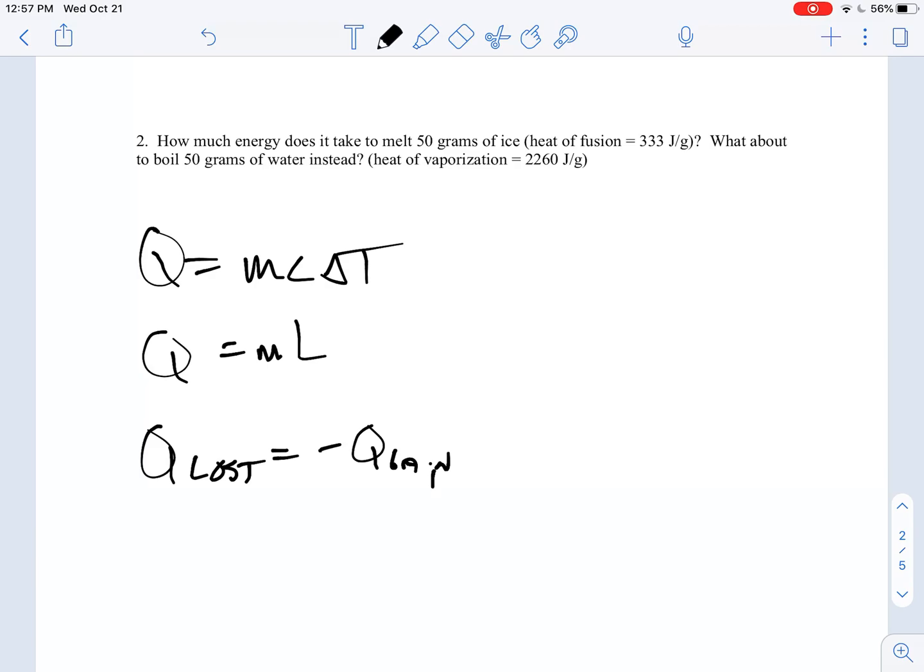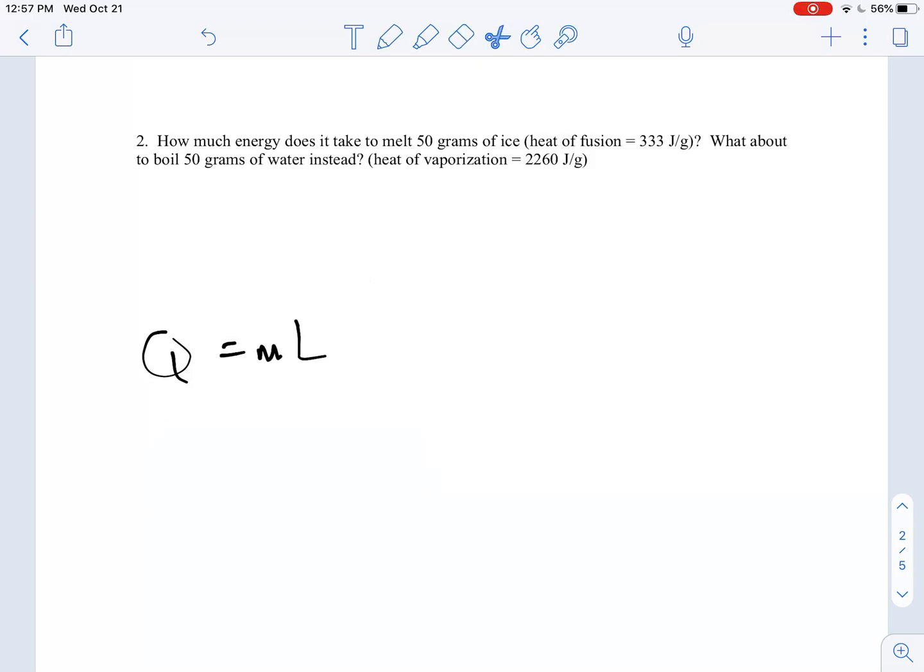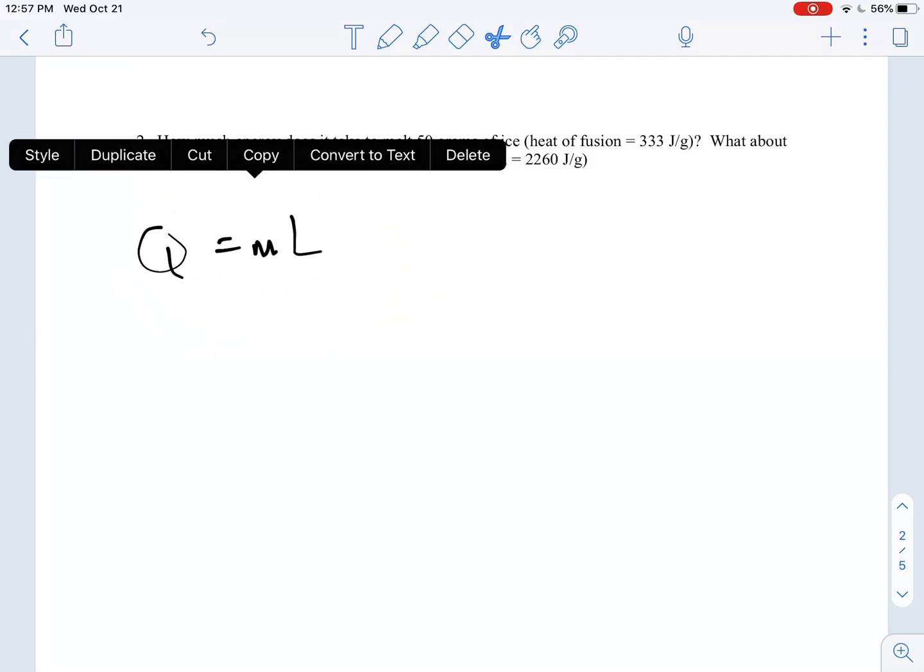So what do we have here? This one just says that in the first part, we're melting 50 grams of ice. It doesn't say anything about raising the temperature. So if we're just doing a phase change, now you're talking about this equation here. Q is equal to m times L.